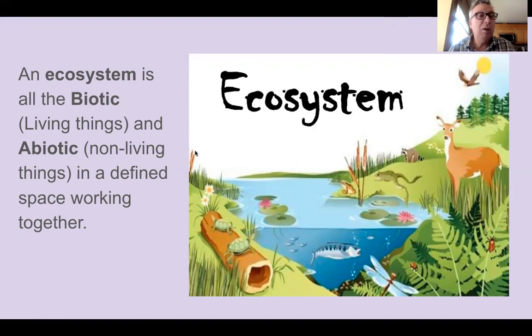Okay, so all the biotic and abiotic things in a defined space. You can put a little arrow under the word ecosystem, and that's what we mean, right? A defined space where things are working together.